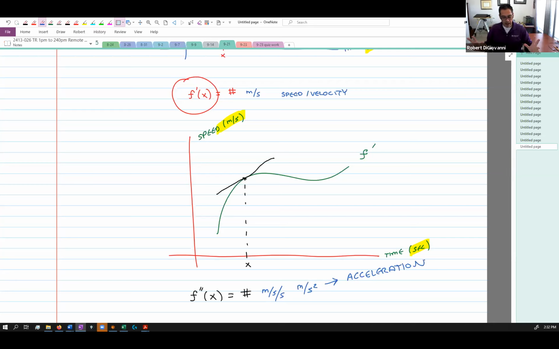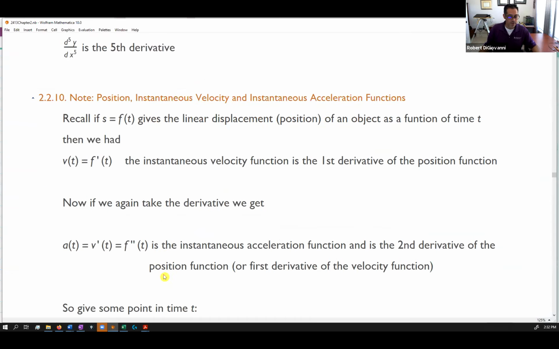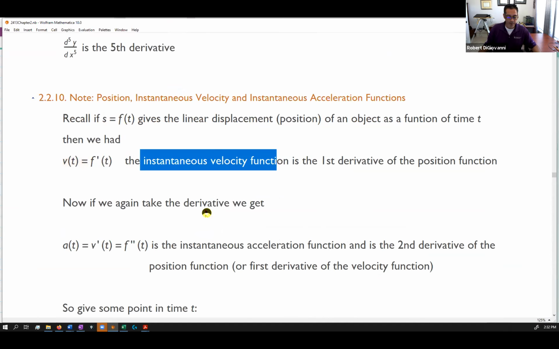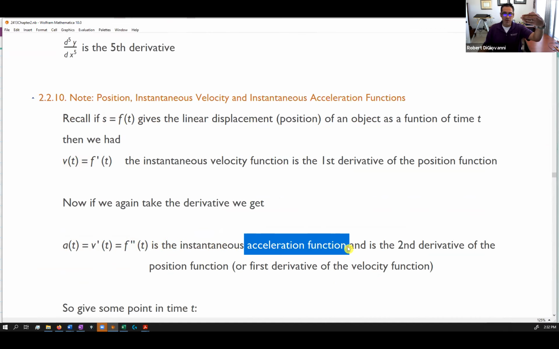So what is this all about? Why am I saying all this? What do you need to take away from this? If you have a function that gives you the position of an object, the first derivative gives you the instantaneous velocity, and the second derivative gives you the acceleration. Okay, start with the position function, take the derivative once, you'll get the velocity function, take the derivative again, you get the acceleration function.